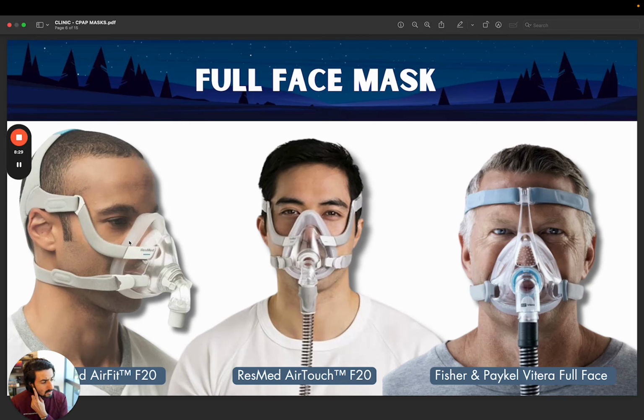And also, I didn't mention this earlier, each of these masks also comes in small, medium, and large. Many of these masks also have different sizes in the headgear that they use. So there are many different permutations. The goal is to figure out which mask feels the most comfortable, and then we can figure out the right size for you. And lastly, what will be the most comfortable headgear for this mask to be pulled close to you and to have a very comfortable yet secure interface.